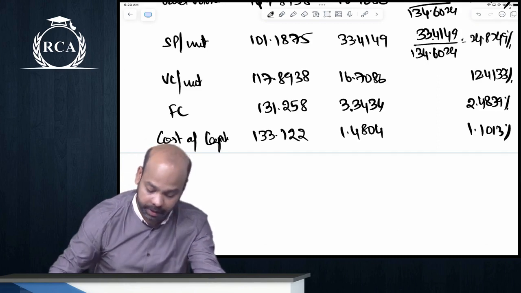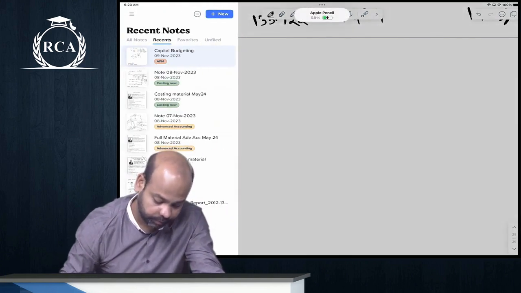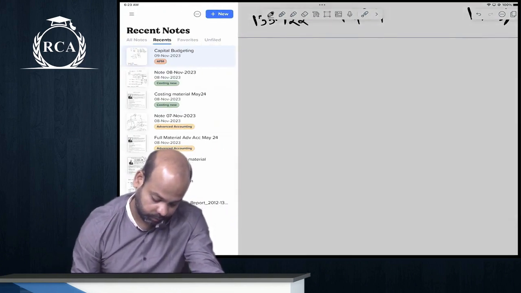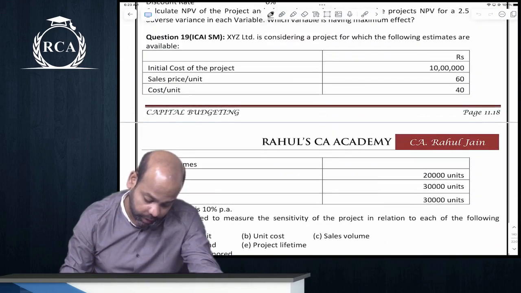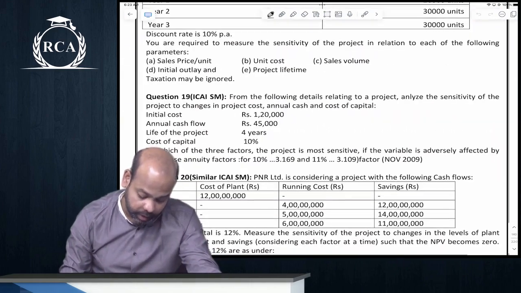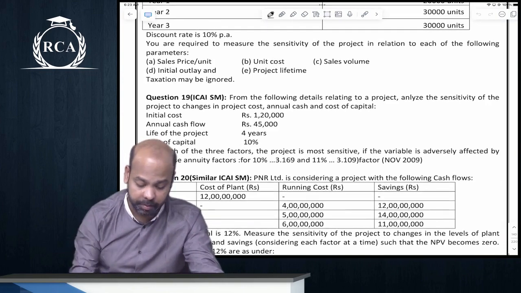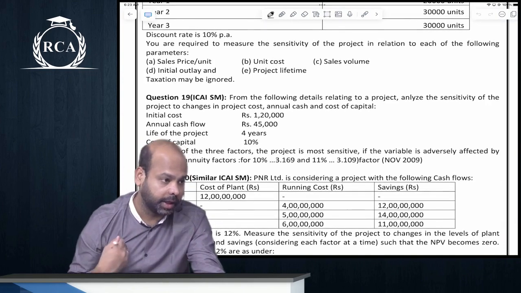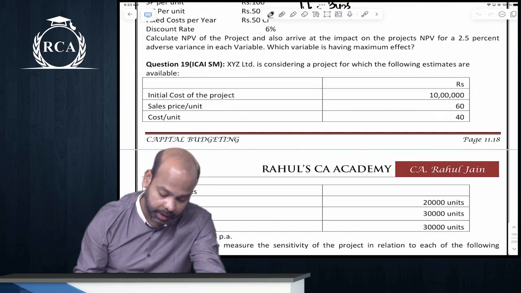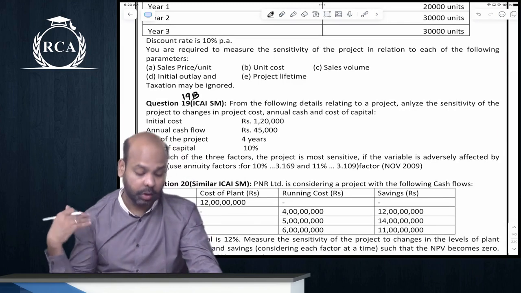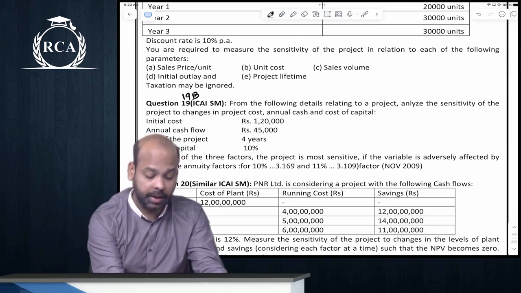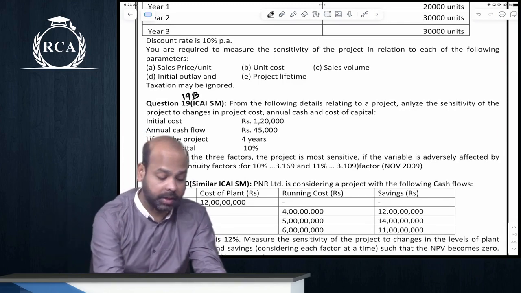Question number 19 now. Oh, two 19s have come. Guys, make them 19A and 19B. We will now solve question number 19B.